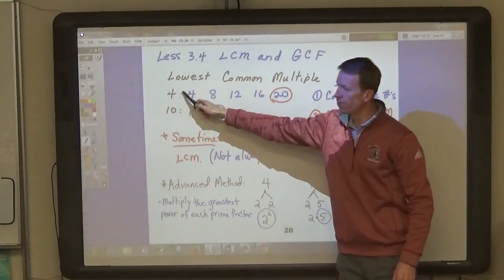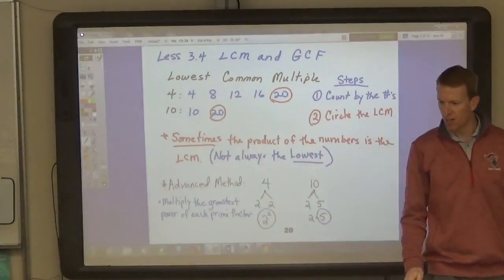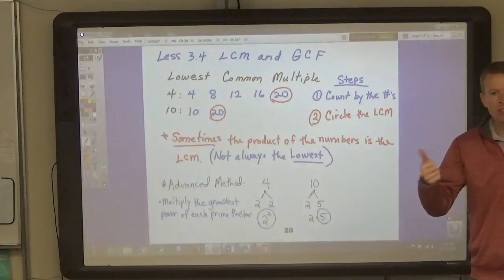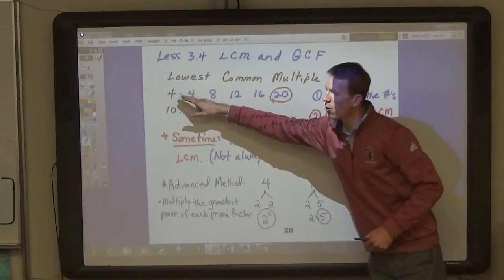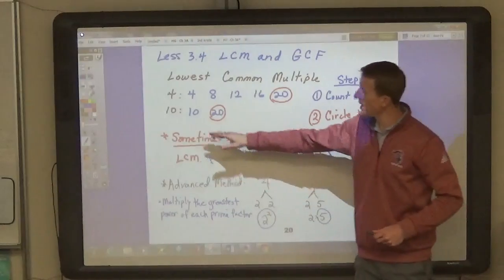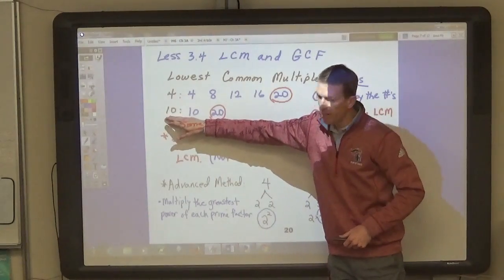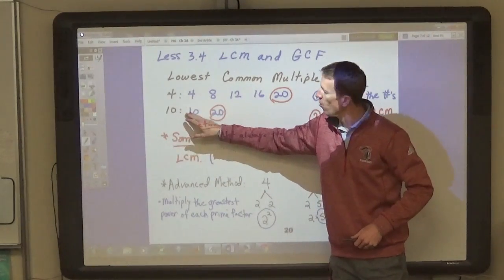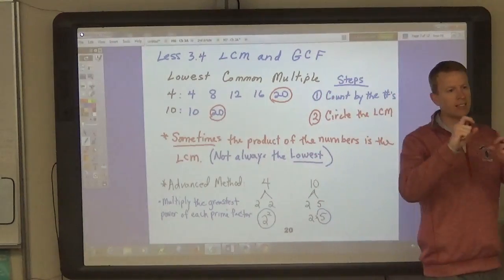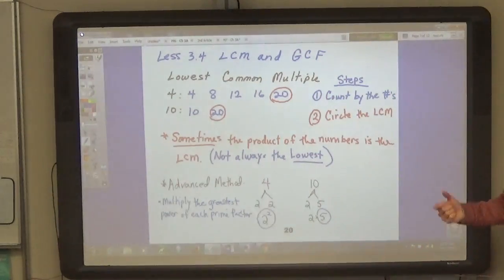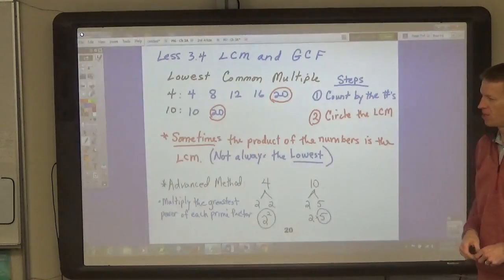The multiples of 4. Okay? The multiples of 4 are like counting by 4s. 4, 8, 12, 16, 20, 24. Those are all multiples of 4. Multiples of 10 are taking 10 and multiplying it by 1, and then multiplying it by 2, and so on. So if you're listing the multiples of a number, you are counting by those numbers.